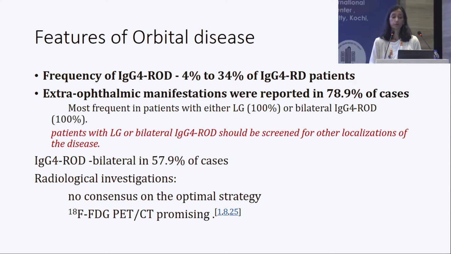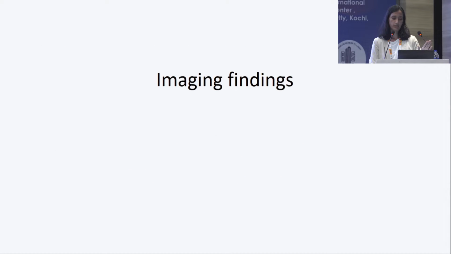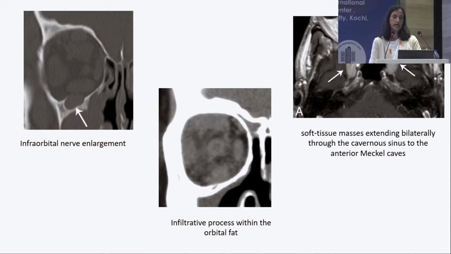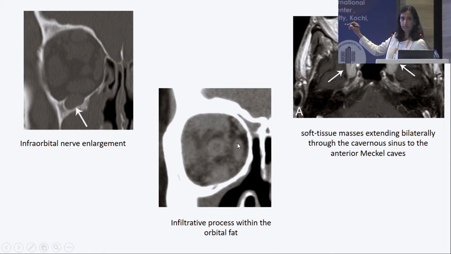How do you look for the rest of the organ involvement? Do a PET scan. There are no guidelines, but this is good. It helps you to find out the rest of the organ involvement. I have only 20 seconds, so I'll just quickly go through the imaging findings. These have been described, like lacrimal gland enlargement, extraocular muscle enlargement, and then this is something very characteristic. This is the infraorbital nerve in the infraorbital canal, and this is enlarged, and this is thought to be characteristic of IgG4 disease. So if you see extraocular muscle enlargement along with this, think of IgG4.